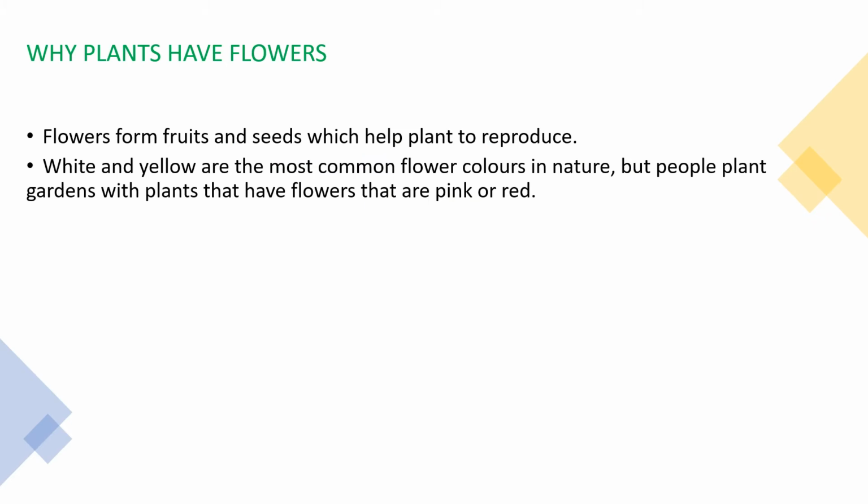Why do plants have flowers? Flowers form the fruits and the seeds, which help the plant to reproduce. White and yellow are the most common flower colors in nature. But people plant gardens with plants that have pink or red flowers.